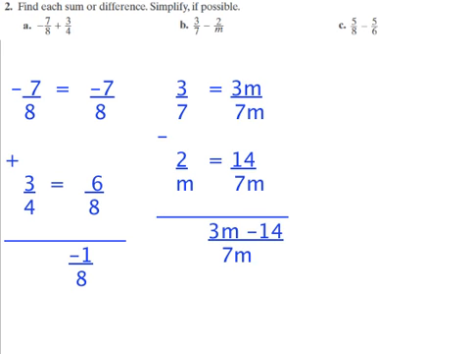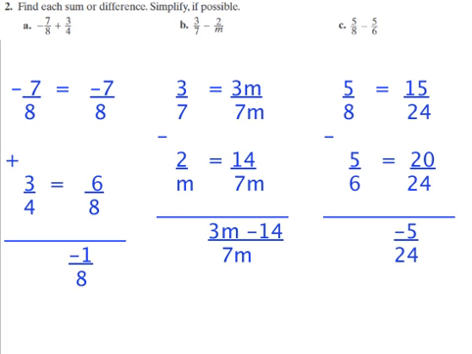3/7 minus 2/m. We have to find a common denominator of 7 and m. That would be 7m. So we have to multiply the 3 in the numerator by m, so we get 3m. For the bottom fraction, we have to multiply by 7, so we get 14. So our problem is now 3m minus 14 all over 7m, and that's our answer. 3m minus 14 is the numerator, and 7m is the denominator.